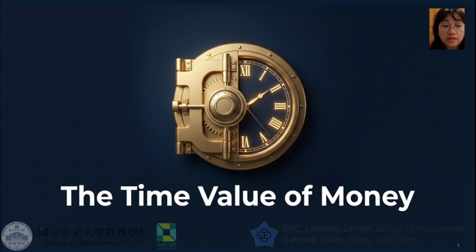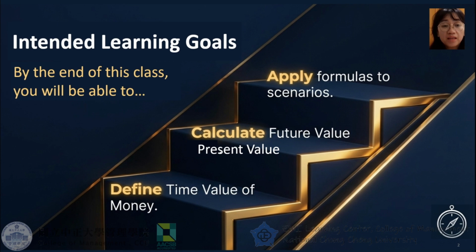Last week, we studied how to evaluate firms' financial health using different financial ratios. Today, we will move on to our next section and unlock a very core concept in finance. It's called the time value of money. By the end of this section, you will be able to define the time value of money, calculate future value and present value, and finally, apply these formulas to real-world scenarios.